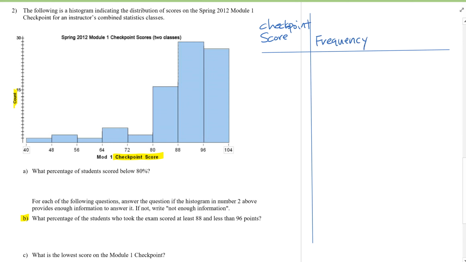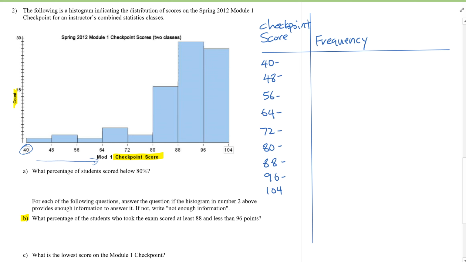Okay, so for the first one here, notice when we draw a histogram, you always label the horizontal axis with the lower class limits. So for the class, these are lower class limits. I begin with 40. My first class begins at 40, my second class begins at 48, my next class begins at 56. I notice the class width here is an increment of 8, so then 64, then 72, then 80, then 88, then 96, then 104.